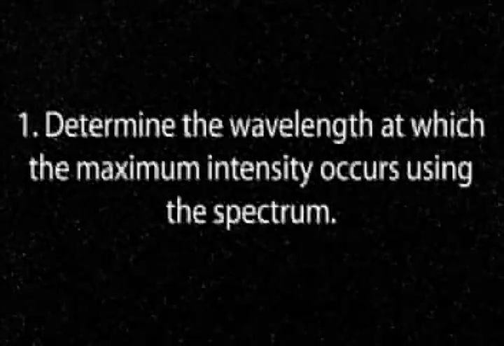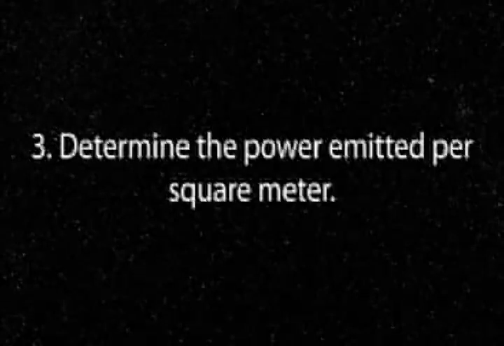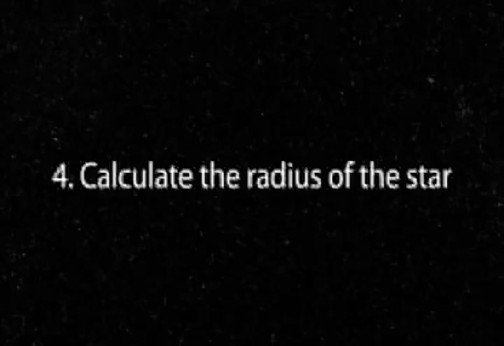The luminosity of a star is the total power it radiates. The luminosity depends on both the power per square meter and the surface area of the star. To calculate a star's luminosity, you must first 1. Determine the wavelength at which the maximum intensity occurs using the spectrum. 2. Use Wien's law to determine the temperature. 3. Determine the power emitted per square meter. And 4. Calculate the radius of the star.